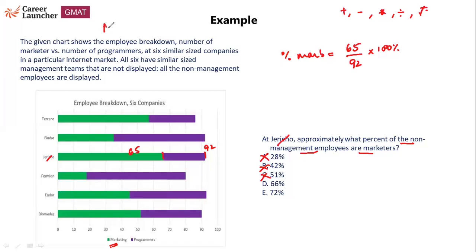Now, the strategy here is to approximate. What can be said from this? That 65 upon 92 is required. What is option D? That is 66%, which is 66 upon 100. Now, do we require 66 upon 100 or 65 upon 92? The numerator is almost the same, 65, 66. The denominator for option D is 100. We actually require 92. That means it can't be option D.